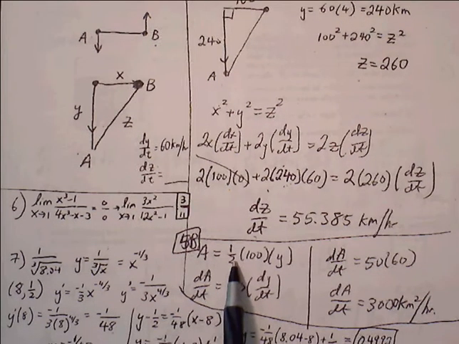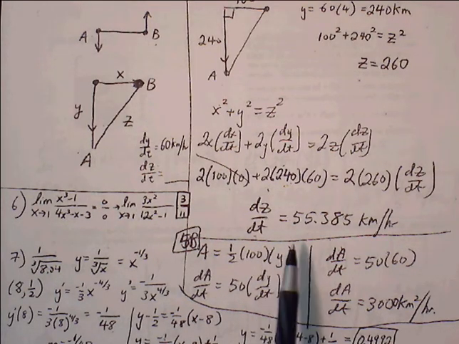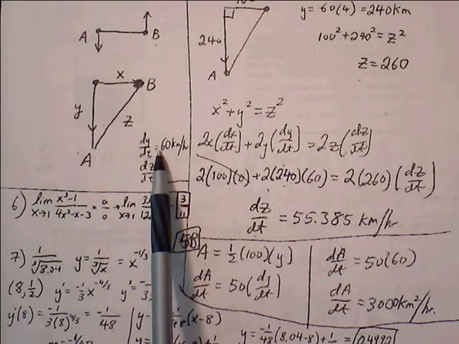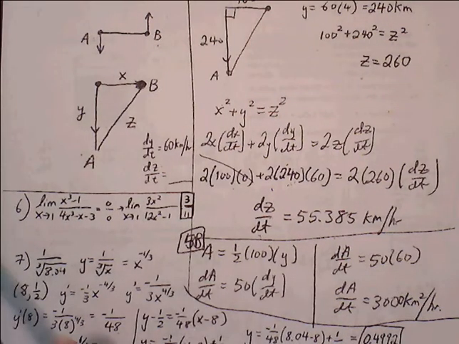If we find the derivative with respect to time, A becomes dA/dt. This is 50, and then y becomes dy/dt. So replace dy/dt with what we have here, which is 60 kilometers per hour. So dA/dt is 50 times 60, which is 3,000 square kilometers per hour.